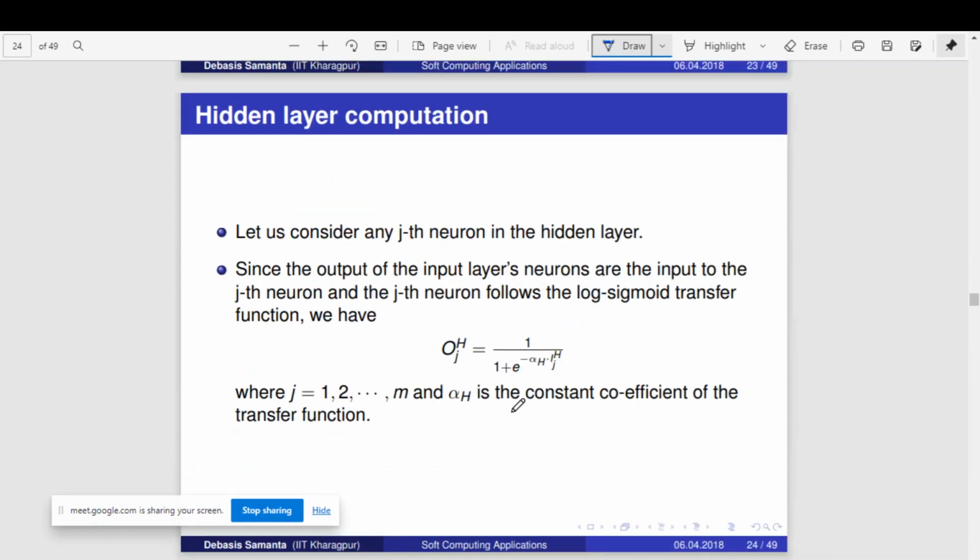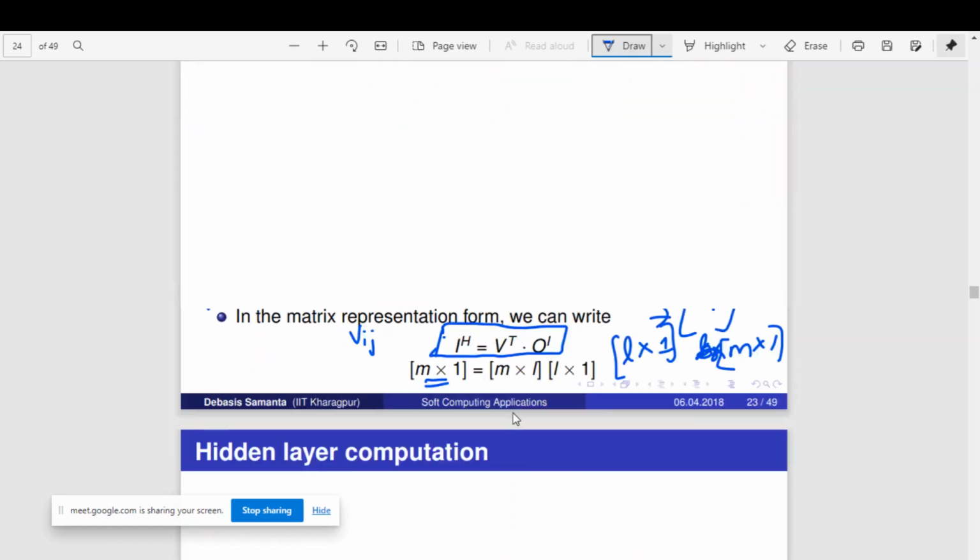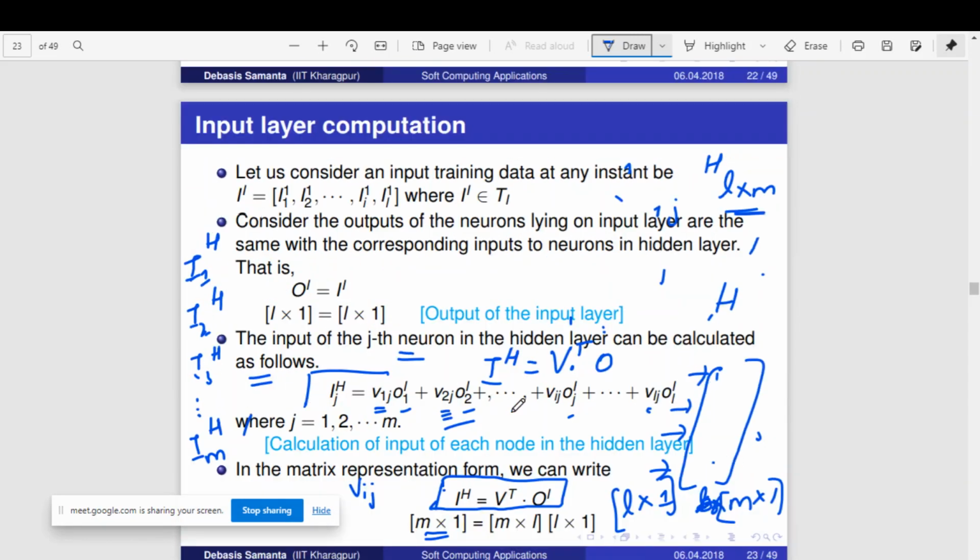So all these will continue. Here, for the input layer, IH is the input to the hidden layer. What is the input to the hidden layer? That is represented using this equation. This is what we have calculated in the input layer computation. The output coming out of the input layer is multiplied with the weight, and that goes as an input to the hidden layer. That is what is calculated here mathematically.